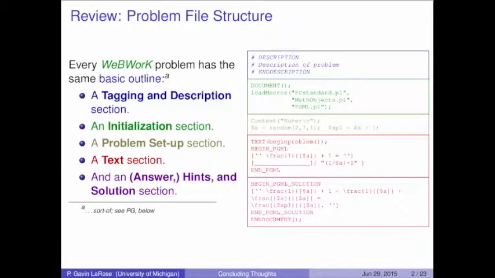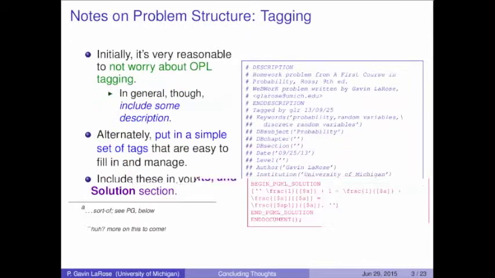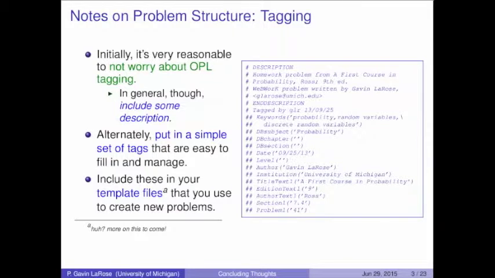So the goal of this last piece was just simply to tie stuff together. And the way I started to try and tie stuff together was to stop and say, well, what are we actually doing? We're writing WeBWorK problems, and they have these various sections with tagging and description, initialization, setup, text, and then something with hints or solutions or what have you. And the only piece of this that we haven't spent a lot of time talking about is the very first one, which is the tagging of the problems.